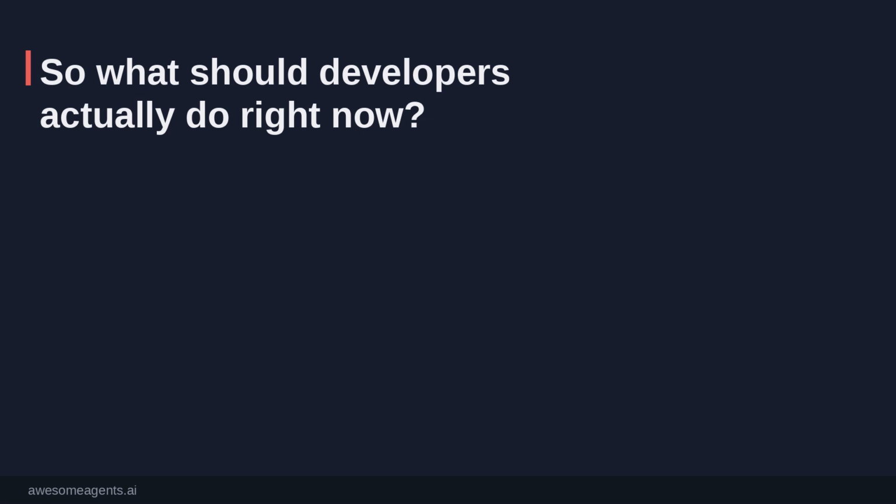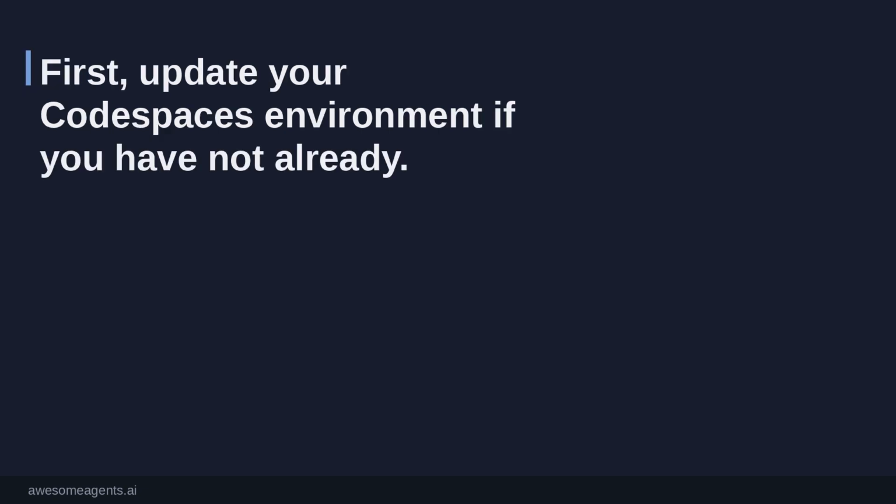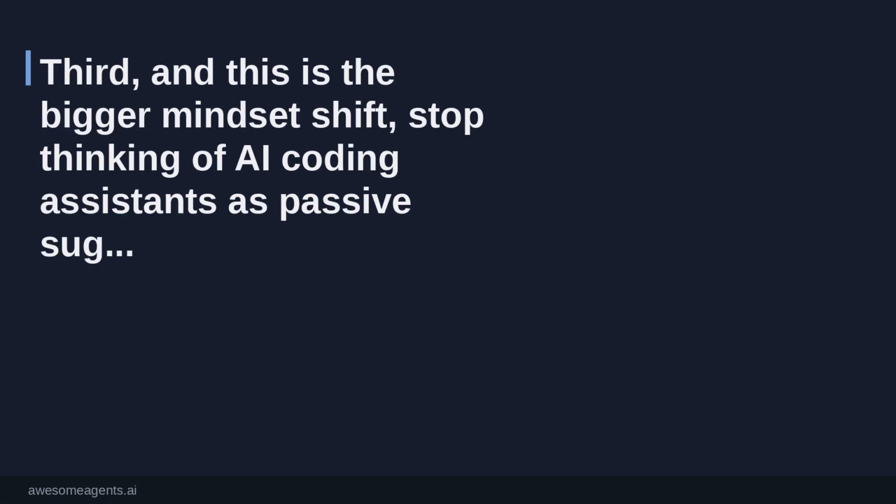And this is not unique to Copilot. Any AI coding agent that reads project context from issues, docs, or PRs and can execute terminal commands is potentially vulnerable to this class of attack. So what should developers actually do right now? First, update your Codespaces environment if you have not already. Second, turn off automatic JSON schema downloads in VS Code. That is just good hygiene regardless of this specific bug.